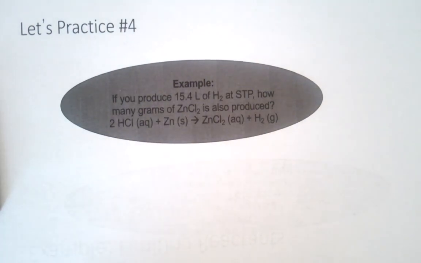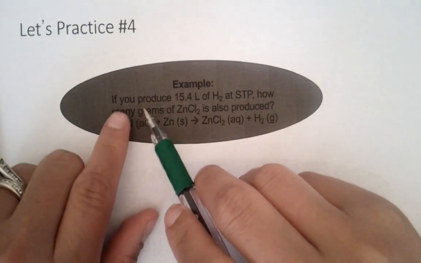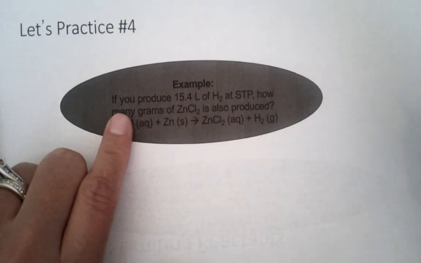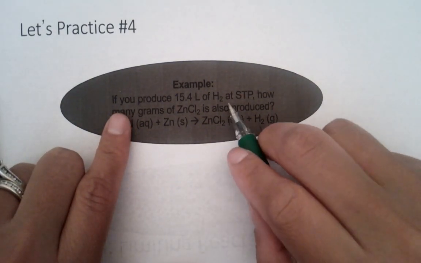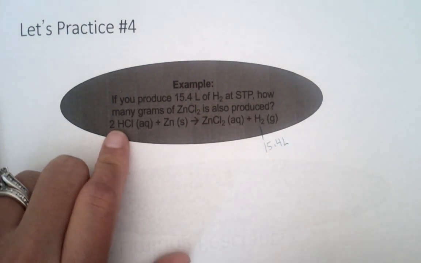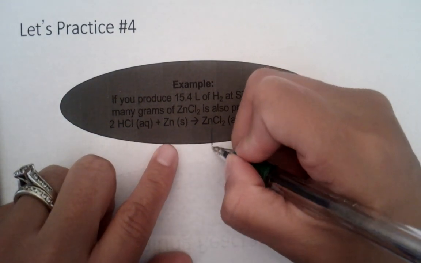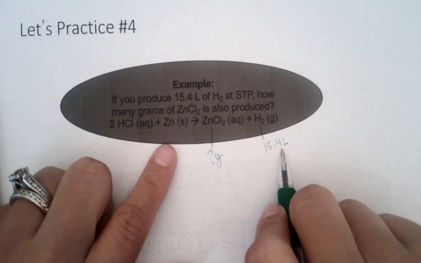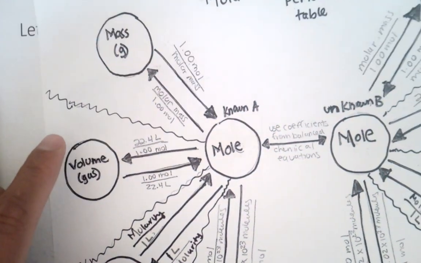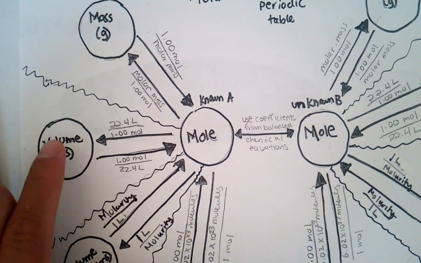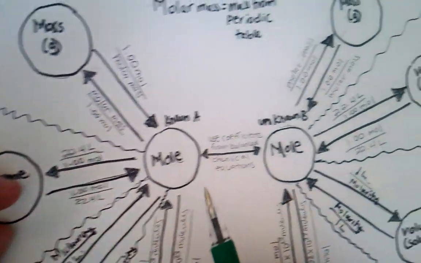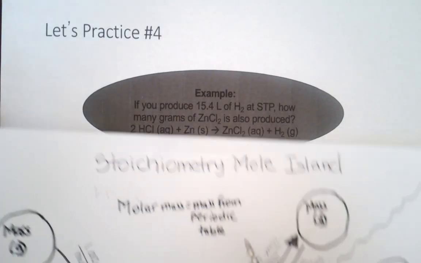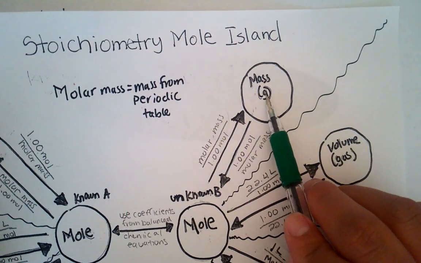All right, and now let's look at the last one, practice 4. It says, if you produce 15.4 liters of H2, so guess what, guys? We have 15.4 liters of this. At STP, how many grams of zinc chloride is also produced? Meaning, how many grams of this can I produce? So I start with liters, and I'm going to go into grams. What does that mean, guys? Normally, I start here, but now I'm starting here, okay? And they wanted me to figure out the grams. So I'm going to go from volumes of H2 to moles of H2, then moles of H2 to moles of zinc chloride, then moles of zinc chloride to mass of zinc chloride.